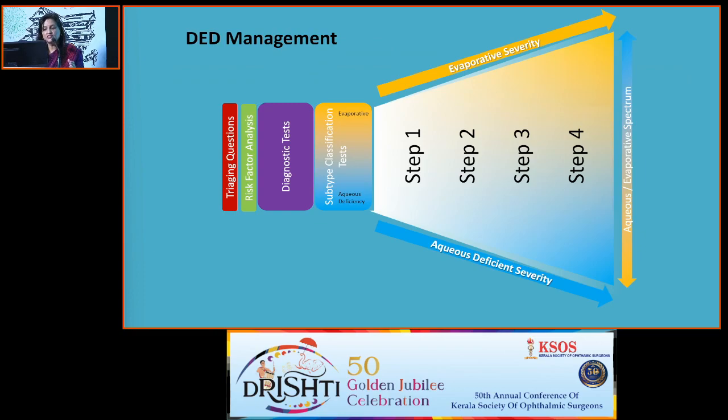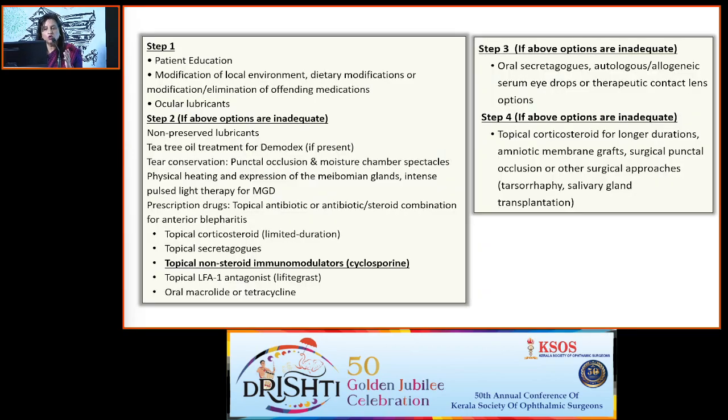So there are triaging questions, the risk factor analysis, the diagnostic tests, and the subtype classification, because based on the classification you are going to treat. If it is a mild dry eye, it is only patient education, modification of the local environment, and ocular lubricants. Like I told you, initially I would start ocular lubricants 4 times a day, something like a CMC. Then step 2, if it is more than 4 times a day, we start with non-preservative lubricants.